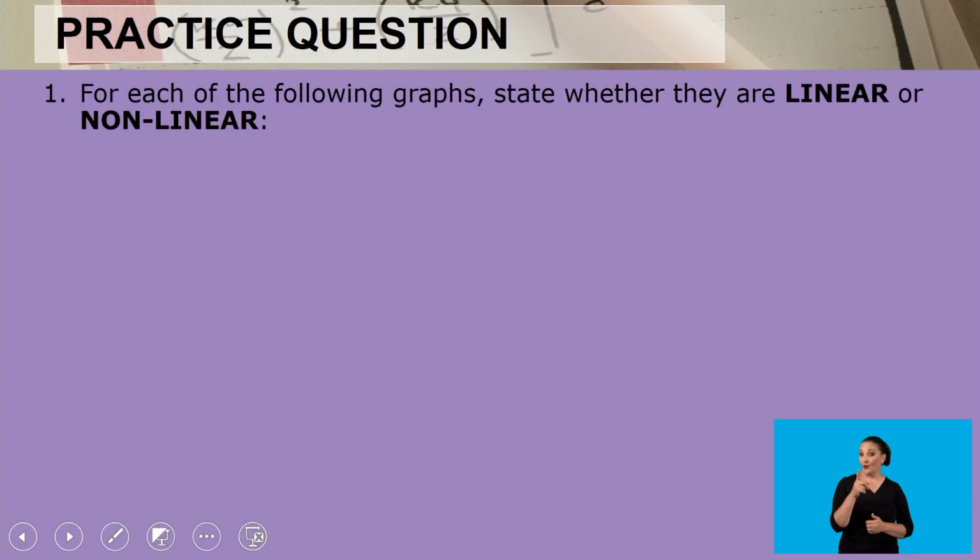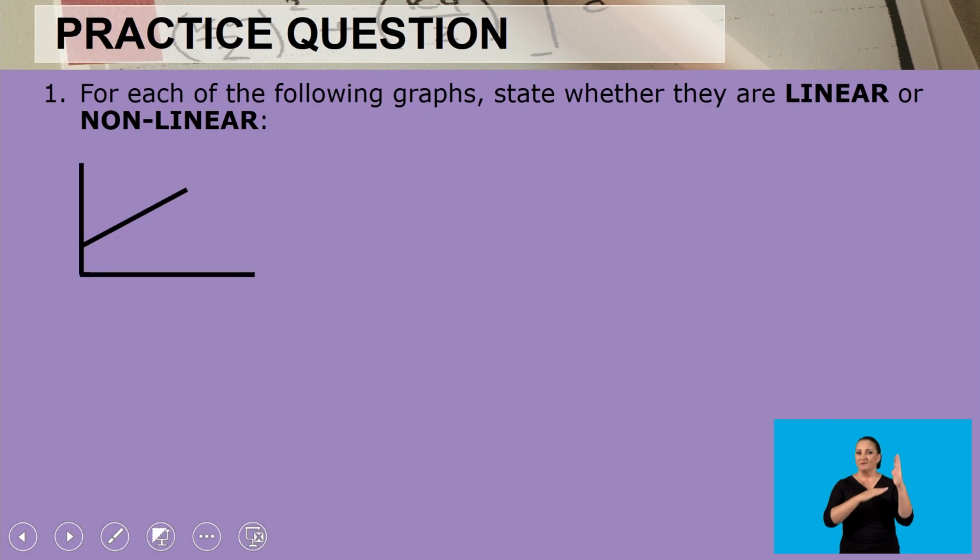So the first question that we have says, for each of the following graphs, state whether they are linear or non-linear. Now remember, when we are talking about linear graphs, we are talking about graphs that are straight. If you can remember, these can either be horizontally straight, vertically straight, or diagonally straight. And of course, when we are talking about non-linear graphs, we are talking about graphs that are not straight. Of course, these can include graphs that are curved. So let's see whether these graphs are linear or non-linear.